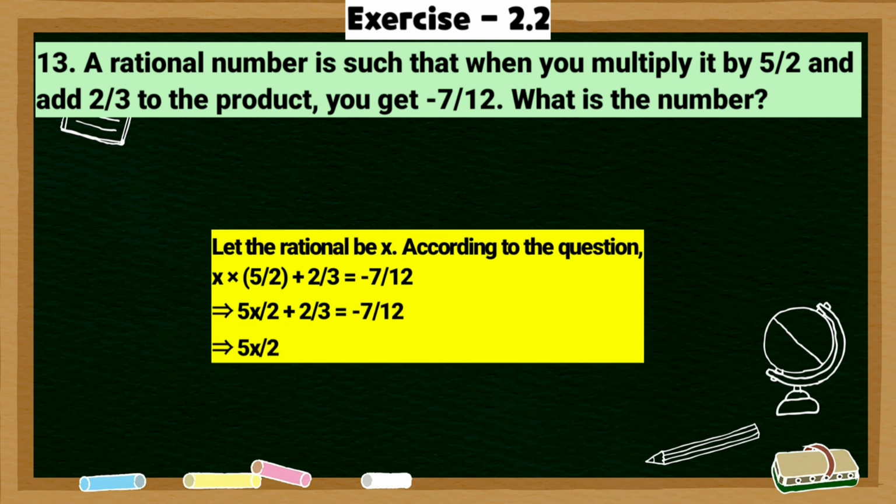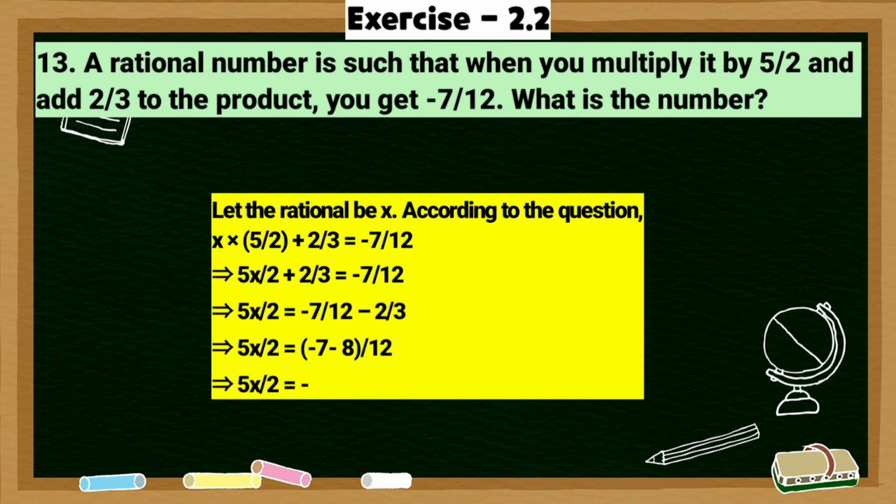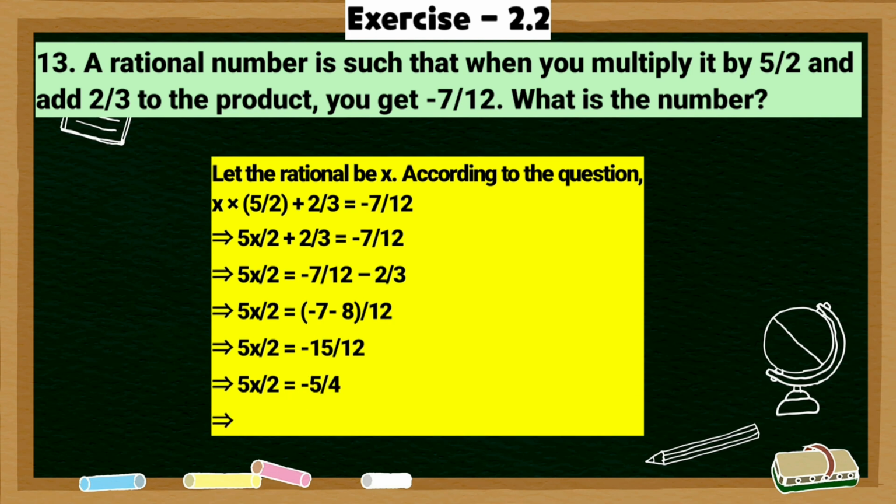अब 2 by 3 को राइट हैंड साइड ले जाइए. 5x upon 2 is equal to minus 7 upon 12 minus 2 upon 3. अब आप इसको LCM लेके सॉल्व करेंगे. You will get 5x upon 2 is equal to minus 15 upon 12. So minus 15 upon 12 has a common factor 3. So हम 3 से डिवाइड करेंगे. We will get minus 5 upon 4. So equation is 5x upon 2 is equal to minus 5 by 4. So x is equal to minus 5 by 4 multiply by 2 upon 5.